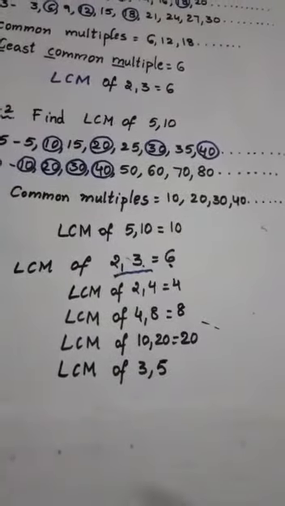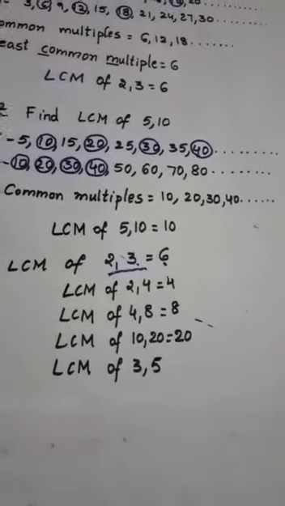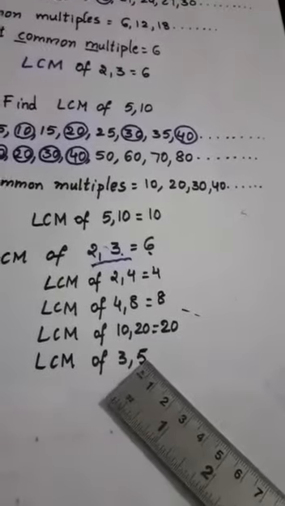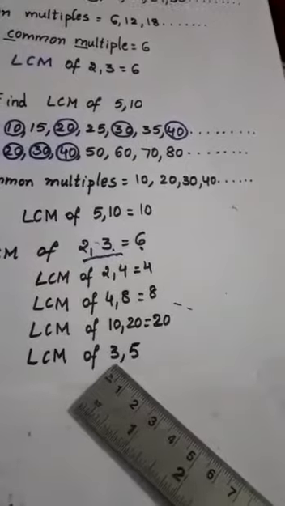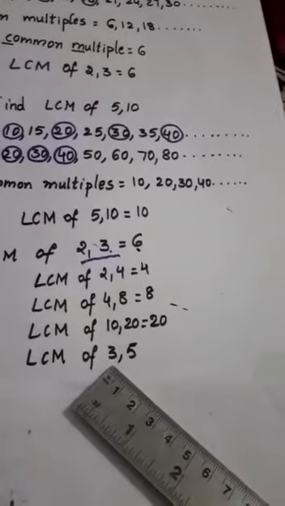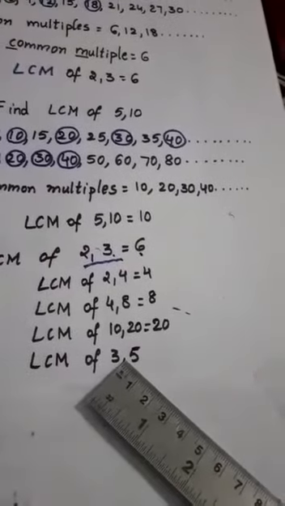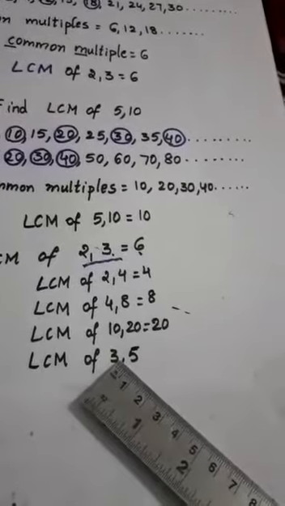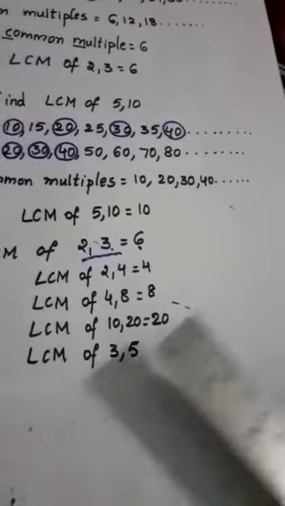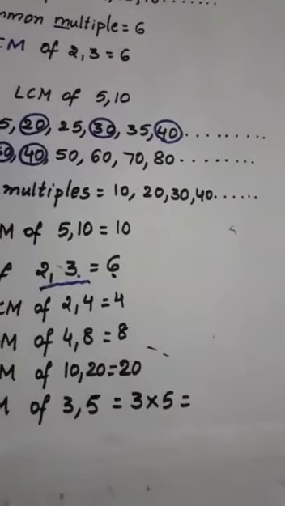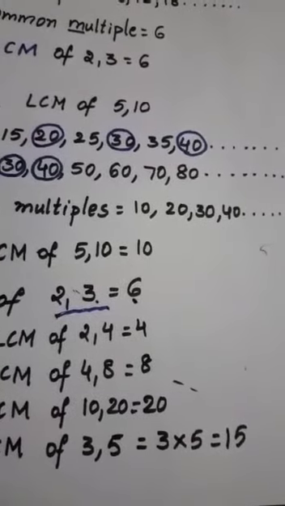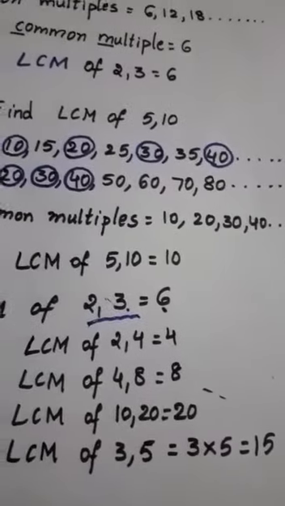Now here, LCM of 3 comma 5. Observe, 3 is the smallest number, 5 is the greatest number. Now in the smallest number's table, 3 table, is 5 there? No. At least in the 5 table is 3 there? Not there. So in that time what should you do? There is no common number in these tables. You have to do the product of these two numbers, means 3 into 5. 3 fives are 15. So LCM of 3 comma 5 is equal to 15.